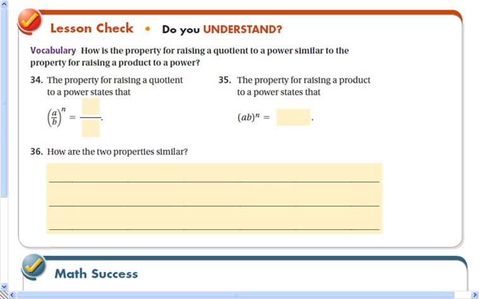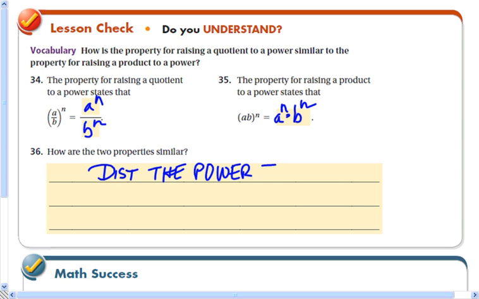All right, lesson check. Property for raising a quotient to a power states that A over B to the nth power equals A to the nth over B to the nth. Property for raising a product to a power states that AB to the nth power equals A to the n times B to the n. So how are the properties similar? And I'm going to say in both cases we are distributing the power to both variables, A and B.